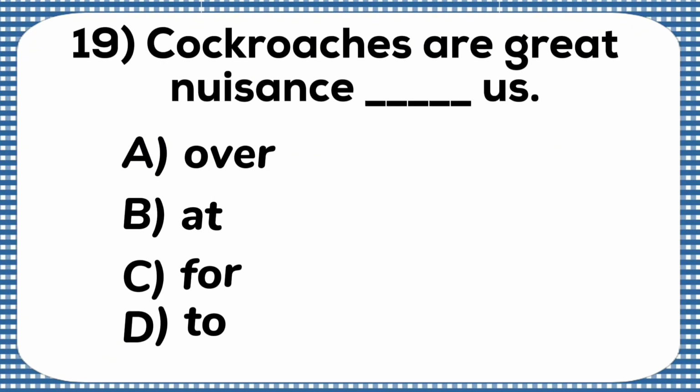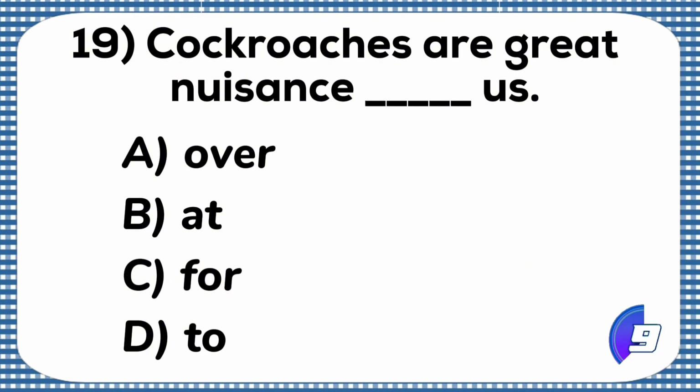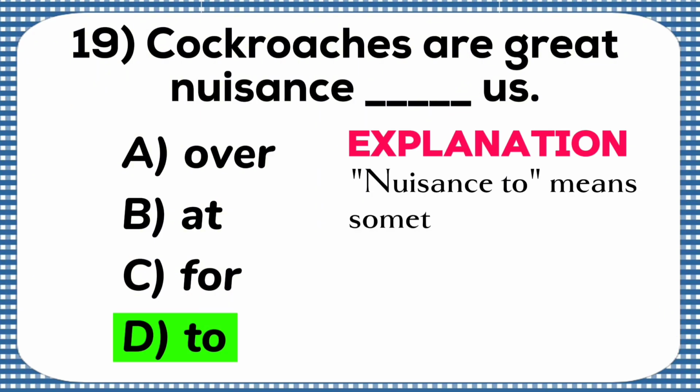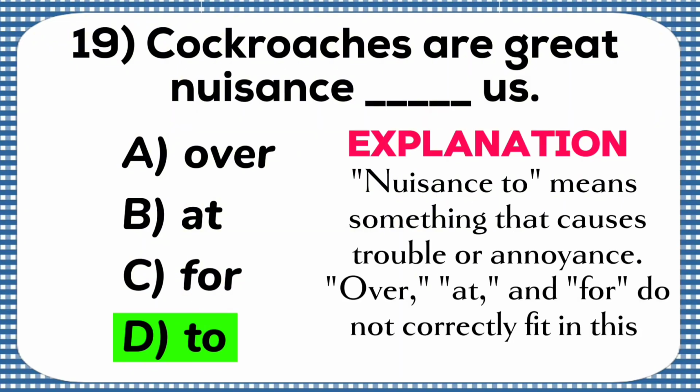Cockroaches are great nuisance dash us. The right answer is option D, to. Explanation: nuisance to means something that causes trouble or annoyance. Over, at, and for do not correctly fit in this context.